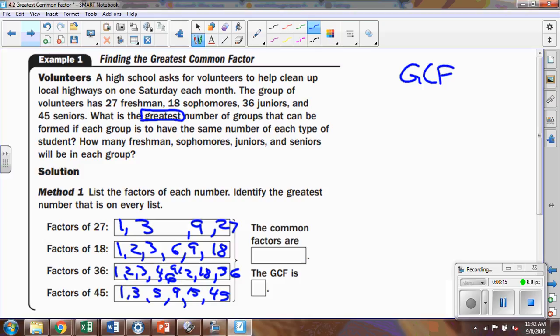So, what numbers appear on every single list? 1 appears on every list. It's there. We've got the common 1. There is a common 3. There is a common 9.